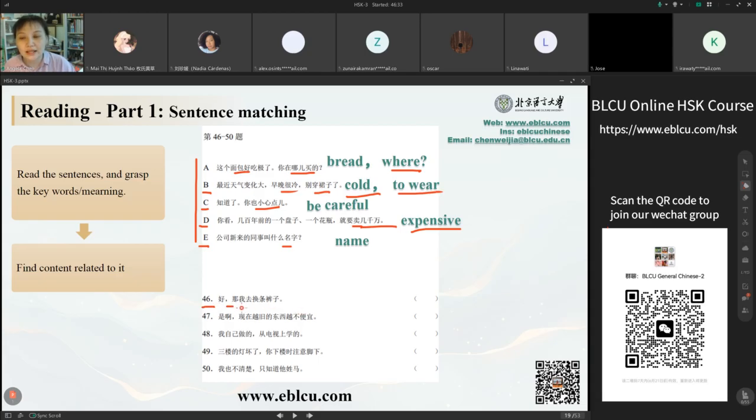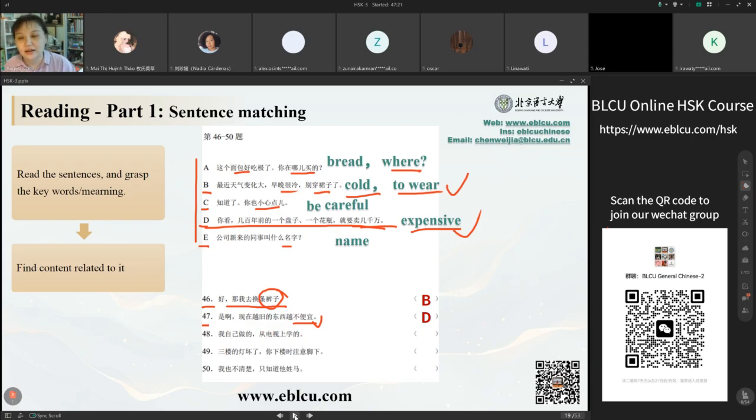好，那我去换条裤子. So what topic here? This, right? 裤子 is something to wear. So should be B for this. 47. 是啊，现在越旧的东西越不便宜. You don't need to understand the whole sentence. This sentence is talking about expensive, right? So 不便宜 should be D.